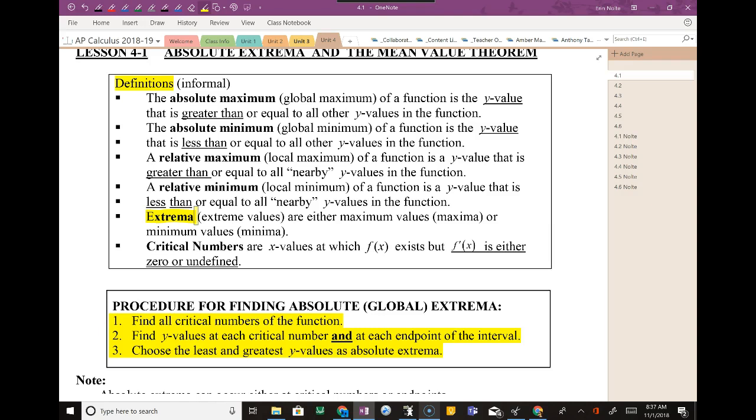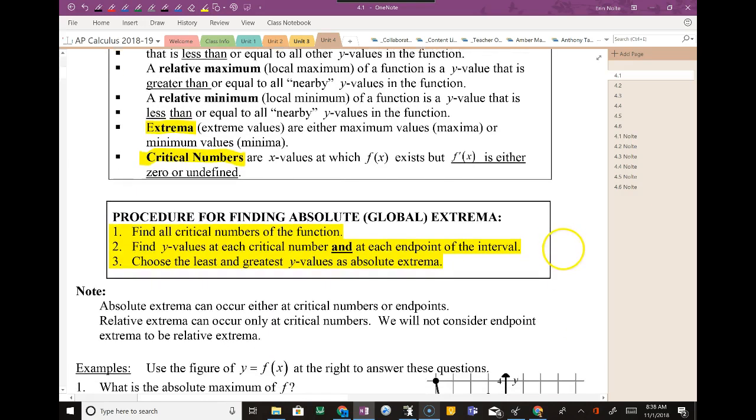Okay. Critical numbers, these are critical. Okay, what is a critical number? Okay, a critical number are the x values at which the function exists, but the derivative is either 0 or undefined. Okay, so a critical number is where we're going to find extremas most of the time. Okay, so we're looking for where the derivative is set equal to 0 or undefined. Okay, so meaning a vertical asymptote, right? Potentially.